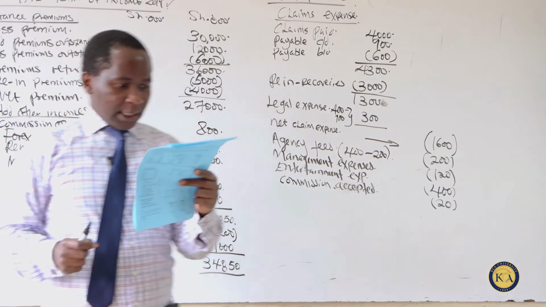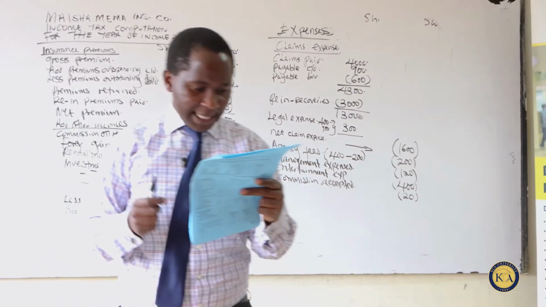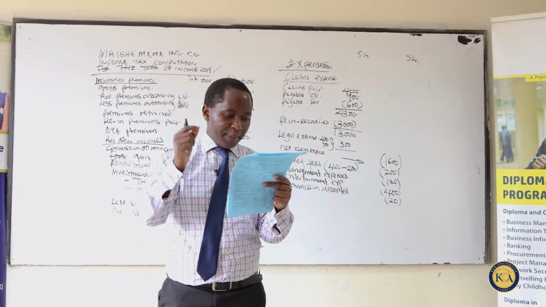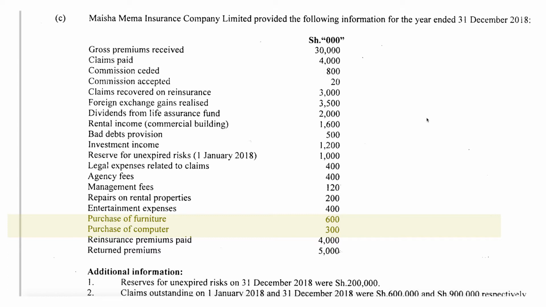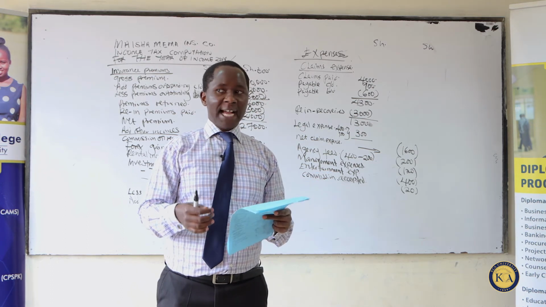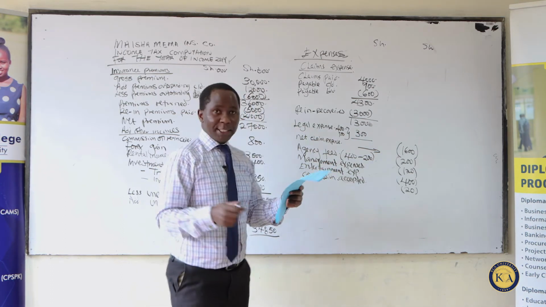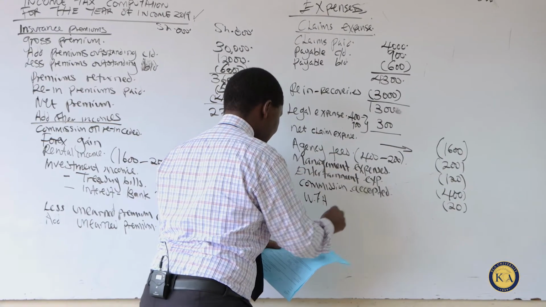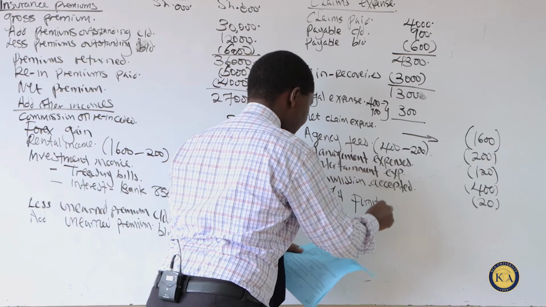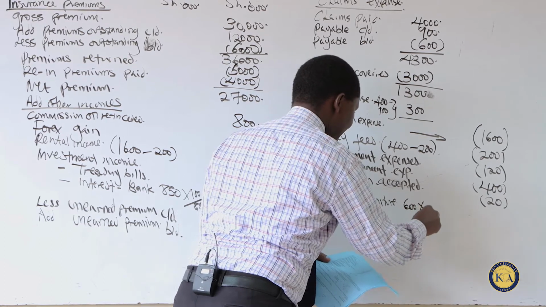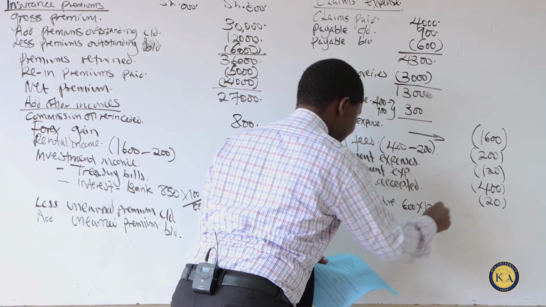And it looks like we are coming to the end of the question, because the next item that I would like to adjust is the capital expenditure on purchase of furniture and purchase of computers. So these ones are not qualifying expenses, but they qualify for deduction on wear and tear. So we are going to deduct wear and tear allowance. For the furniture, we consider the cost 600,000. We multiply by the rate, which is 12.5%.